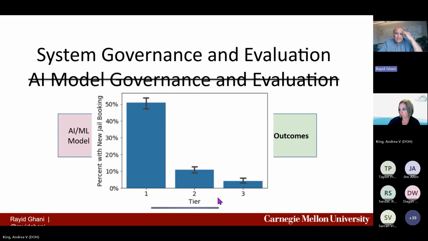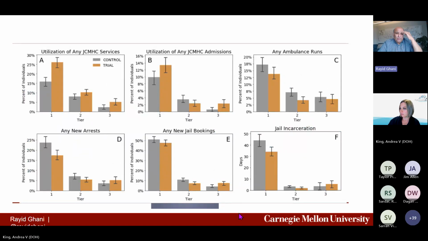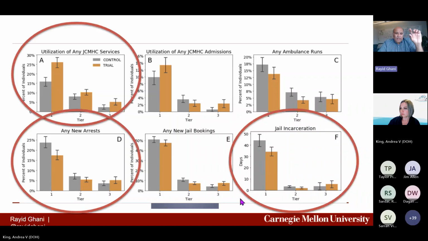we find that the people who are at the highest risk of going back to jail are the ones where we reduce a bunch of things. We increase their use of mental health services, we reduce their risk of getting arrested, and we reduce their risk of incarceration. It was much more effective for high risk people than it was for medium and low risk, which is really useful to know when you're going to deploy or implement this program.